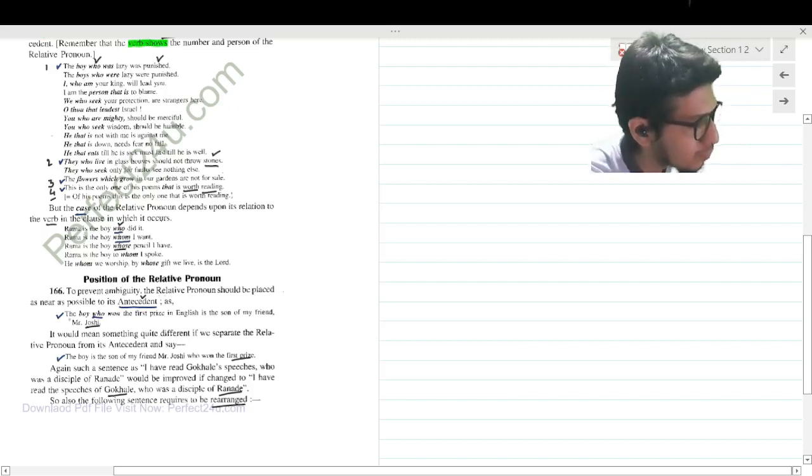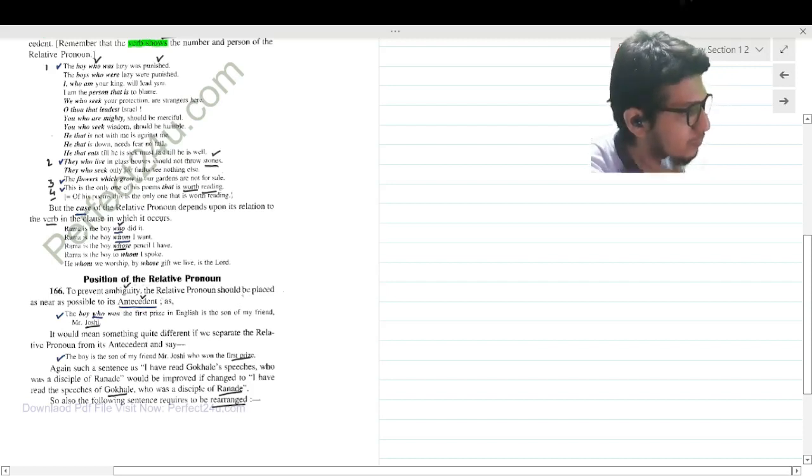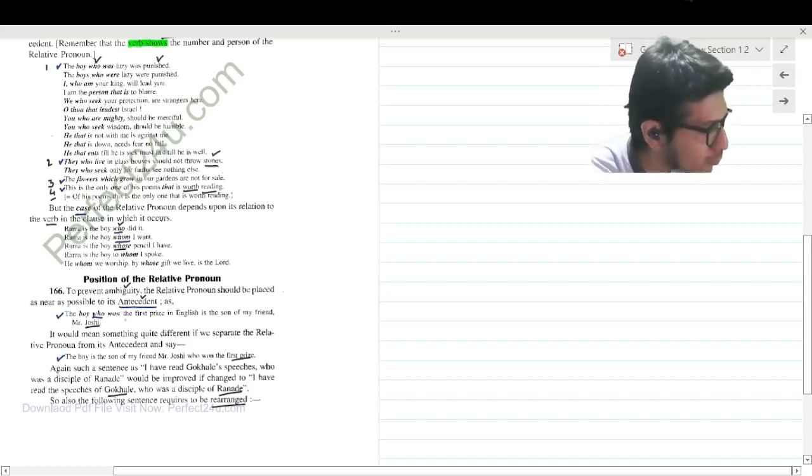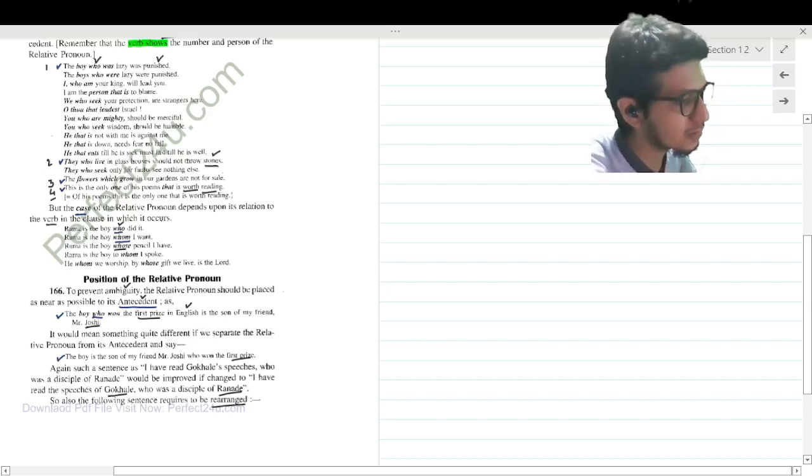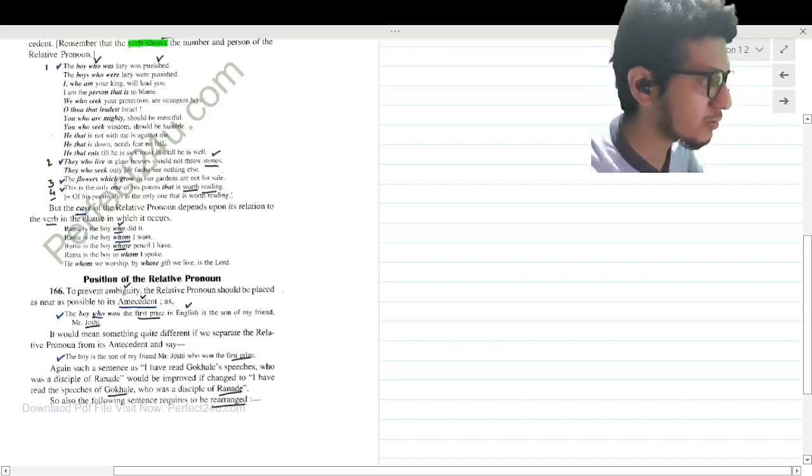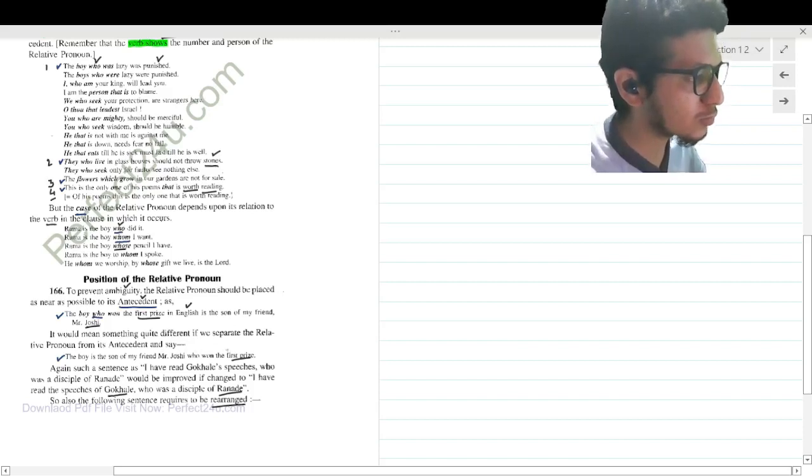Position of relative pronoun. To prevent ambiguity, the relative pronoun should be placed as near as possible to its antecedent. The boy who won the first prize in English is the son of my friend Mr. Joshi. It would mean something quite different if we separate the relative pronoun from its antecedent and say, the boy is the son of my friend Mr. Joshi, who won the first prize.